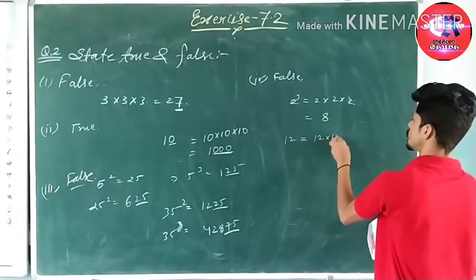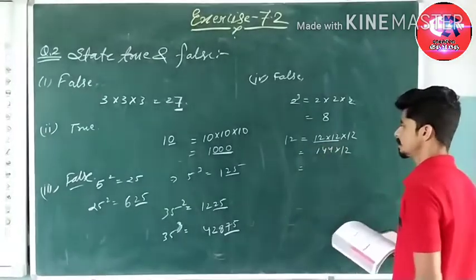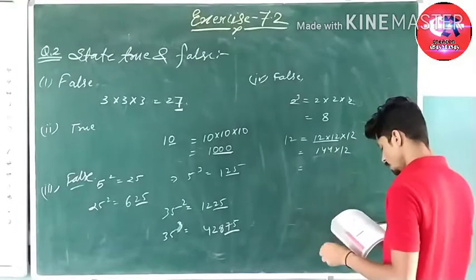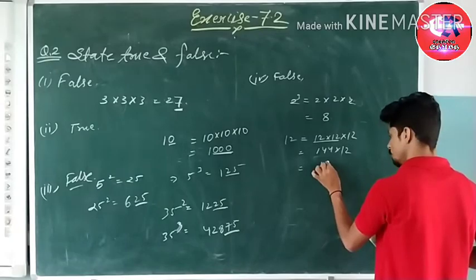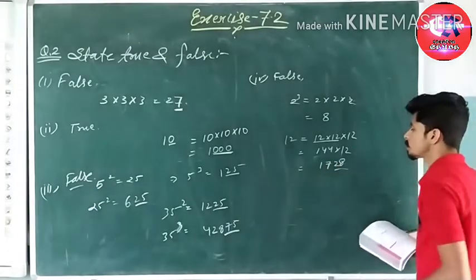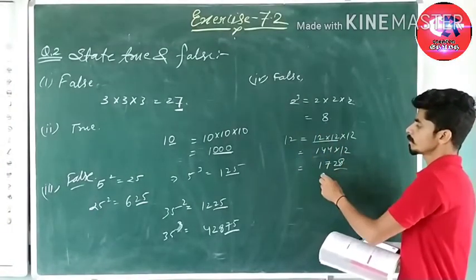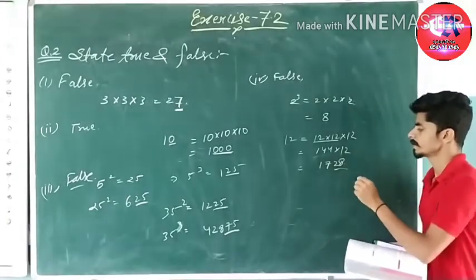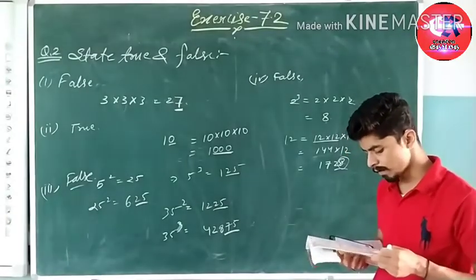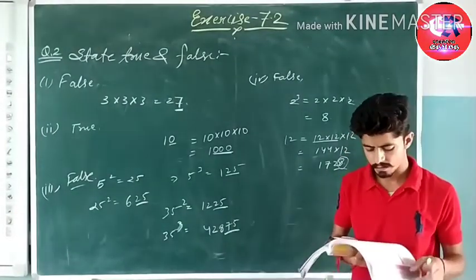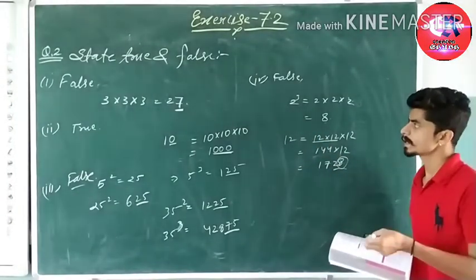So 12 into 12 into 12, 144 into 12. The multiplication of 12 into 12 is equal to 144. Now we get the cube of 12 is equal to 1728. So here we can see that the cube of 2 is equal to 8 and the cube of 12 is equal to 1728, and the unit place is 8. So this sentence is false, that there is no perfect cube which ends with 8. Here are some numbers whose cube ends with 8.